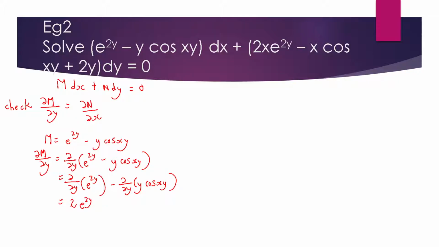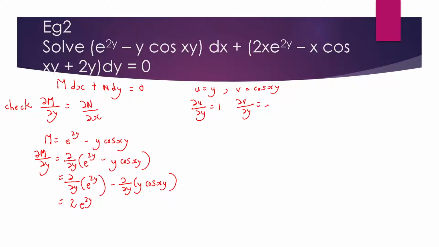Integration will be exponent 2y divided by 2. Okay, and the second term, you notice we want to differentiate with respect to y, you have y multiplied by cos xy. So for this one, you have to apply the product rule, where u is actually y and v is actually cos xy. So you want to del y. So this will be del u del y, you have 1. And this will be del v del y.